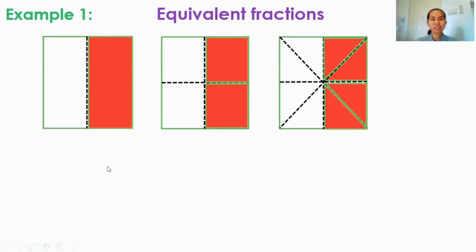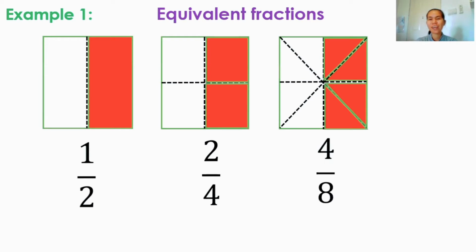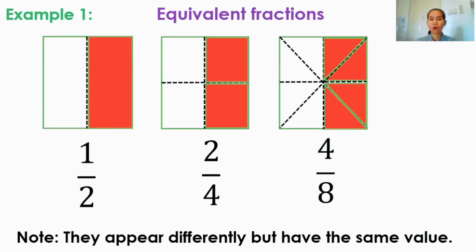From here, we can see that the fraction of the shaded part on the first card is 1 over 2. Very good. The second card, what is the fraction of the shaded part? Yes, 2 over 4. And the last card, what is the fraction of the shaded parts? Okay, 4 over 8.